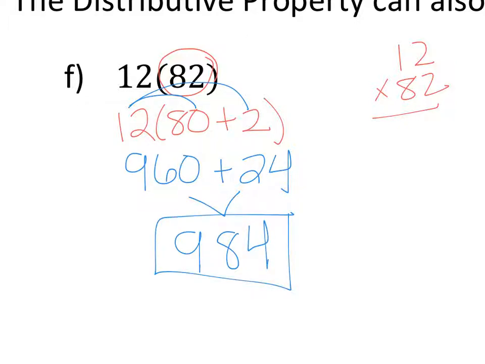If you were to use a calculator, or if you were to do this multiplication over here, you would get the same answer. However, using the distributive property makes it much simpler and a little bit quicker to do.